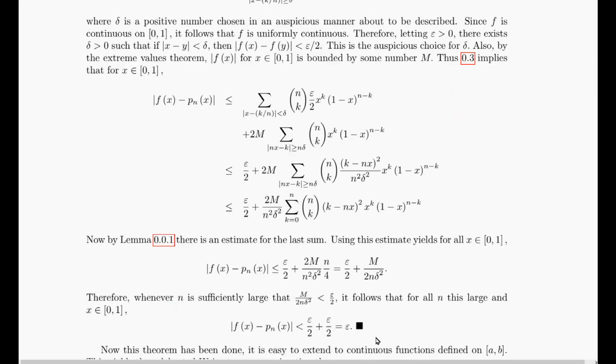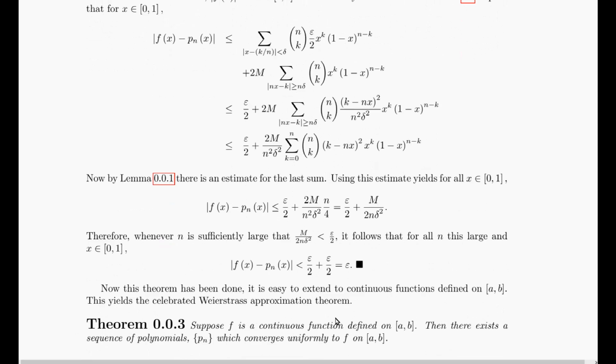And that, you see, can be made smaller than epsilon over 2, this thing here, simply by making n large enough. So I'll let it be sufficiently large that this is less than epsilon over 2. And then it follows that for n this large, this is less than epsilon. Now, the thing you notice is that this is true for all x in the interval. And so if I want, I could say the maximum over all x in that interval of this is less than or equal to epsilon.